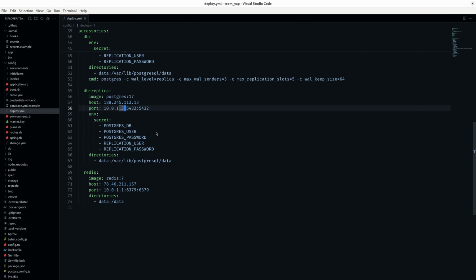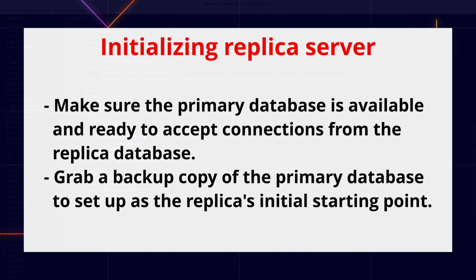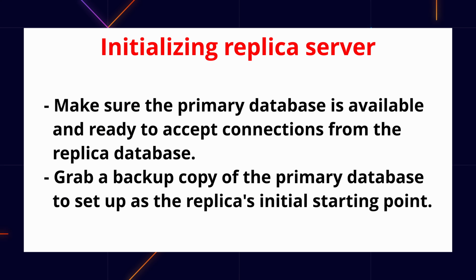Before I boot up the accessory, I'll need to initialize the container to set things up so it knows it's a replica database. Specifically, I'll make sure that the primary database is ready and accepting connections using the replication role I set up. If that's working well, I'll grab a copy of the data from the primary database to use as my starting point for replication before starting up PostgreSQL. I can do all this with an initialization script.